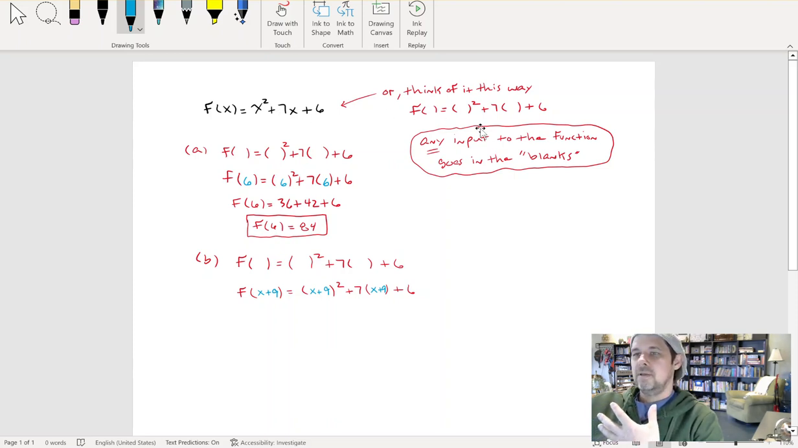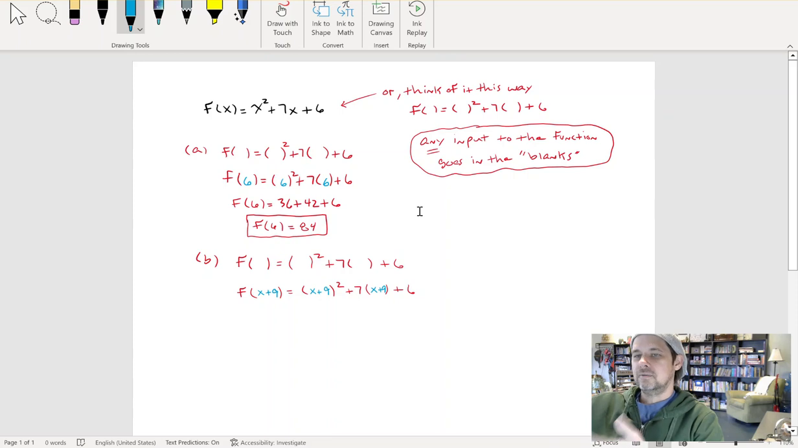Maybe it would be helpful though in this problem to think of it this way. What happens if I erase the x out of this? Then I get just the calculations. The input goes where the x is, so the input goes in all of those empty spots. I'll put it here and you square it, plus 7 times whatever the input or the number you plug in is, and then plus 6.